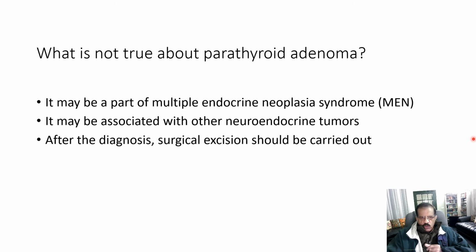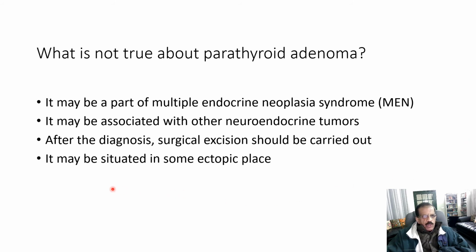After the diagnosis, surgical excision should be carried out straight away. If you have a case of hypercalcemia and you suspect a parathyroid tumor, you do ultrasound, CT, you find a tumor, and you straight away send the patient to the surgeon. Is that the right approach, or do you need to ponder a little more and maybe do some more tests?